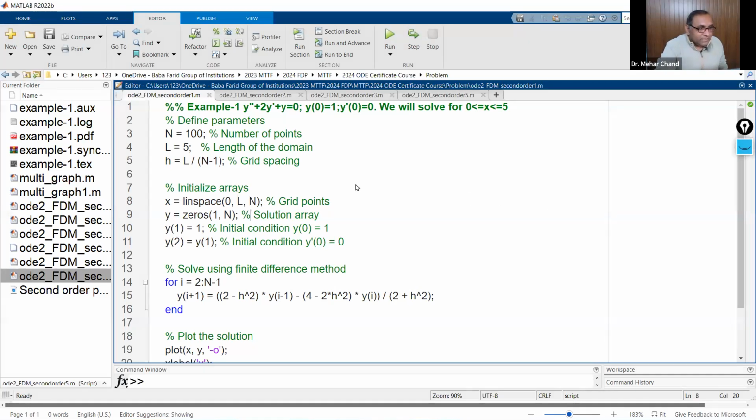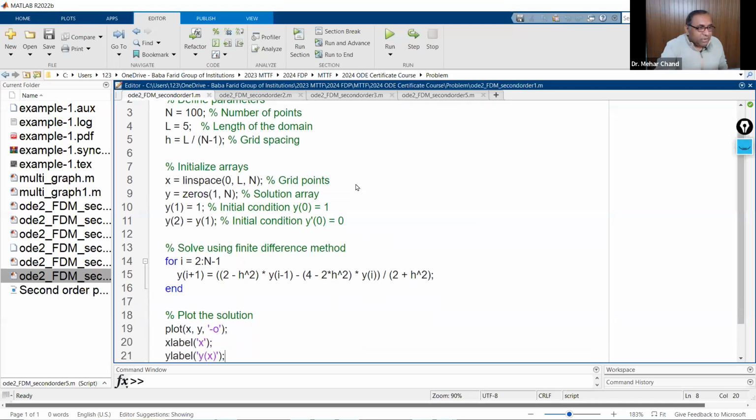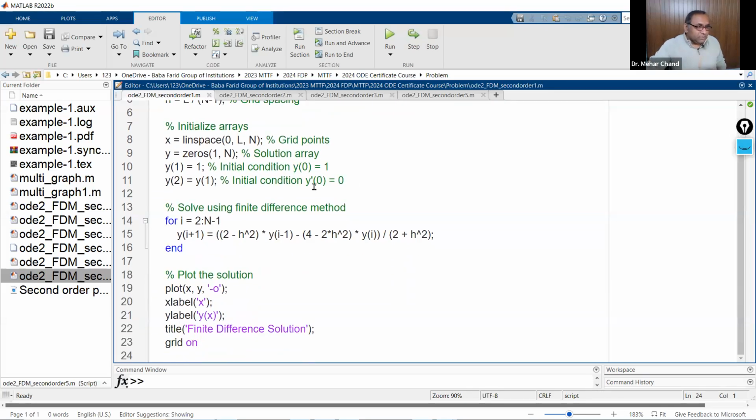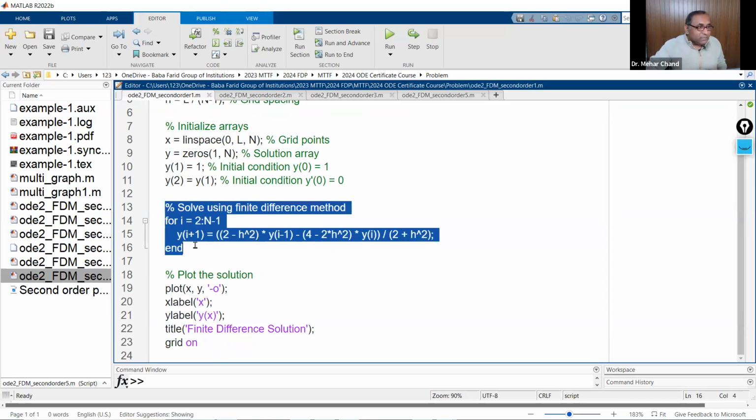Now I can delete all these, and you can see the other parts are very simple. We are just using the plot function, xlabel, ylabel, title, and grid on. The only new thing for this method is this part: the initial or boundary conditions, then plot the graph. These parts always remain the same in every method.